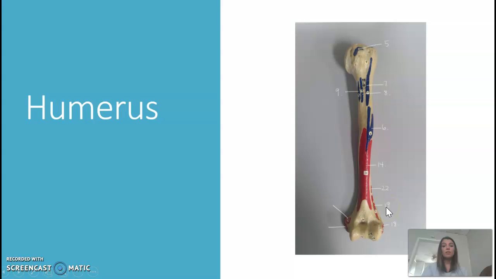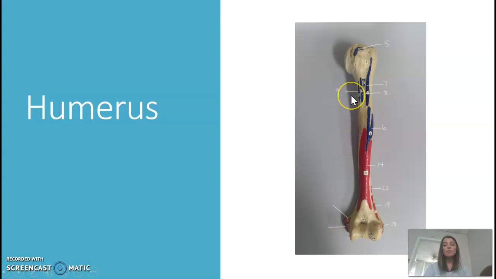Number 19 would be the origin for the extensor carpi radialis longus. Number 18 would be the origin for the common extensor tendon. And across from 18 on the medial side right here would be the common flexor tendon origin site. And then the origin site for the pronator teres would be right above that, right here.